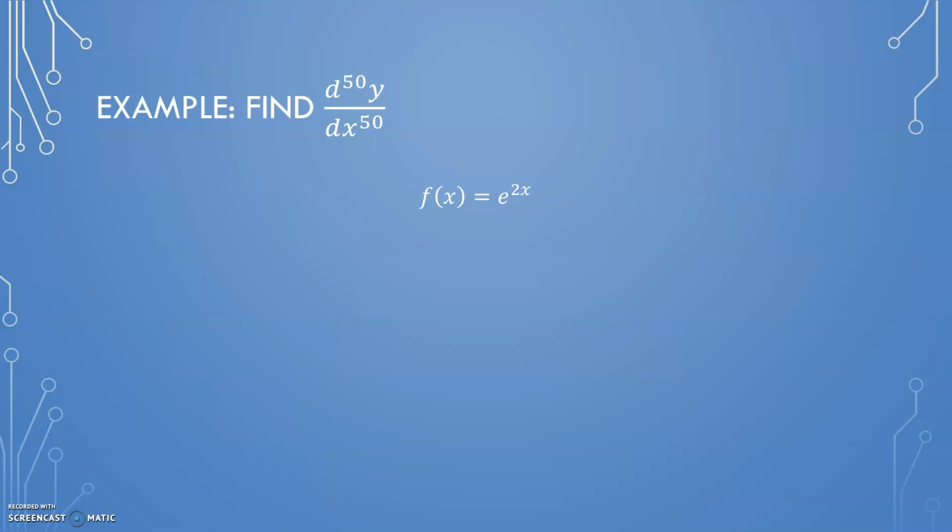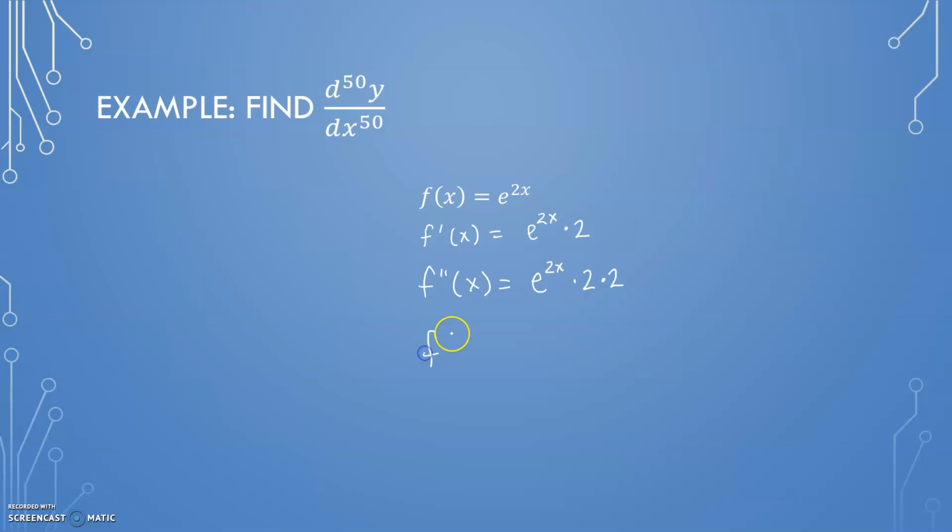This notation means the 50th derivative. I don't really want to take this derivative 50 times, but I'm going to go ahead and take it a couple times and see if I can see some patterns. So the first derivative would be e to the 2x, and then because of the chain rule, times 2. The second derivative would be e to the 2x times 2 times another 2 because of the chain rule. And so what I notice is that I just keep multiplying another 2 every time.